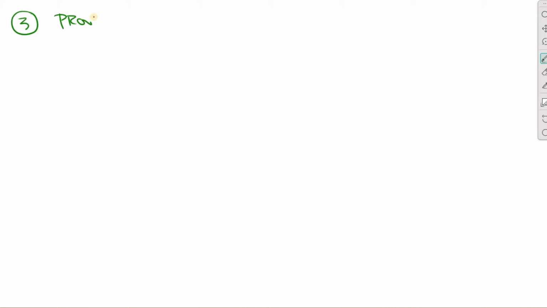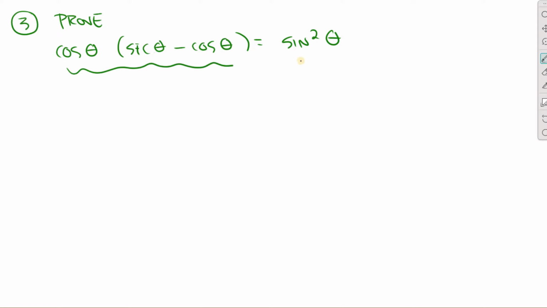Prove the following identity. Cosine of theta times the secant of theta, I forgot my c, minus the cosine of theta is equal to the sine squared theta. Now, looking at that, I would never guess that this simplifies to that, but apparently it does.